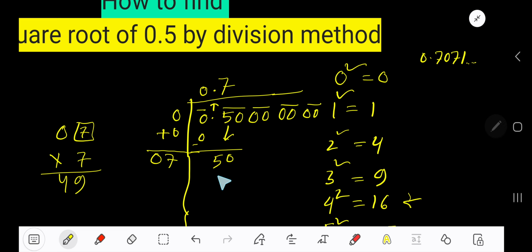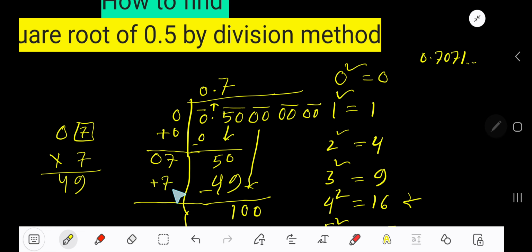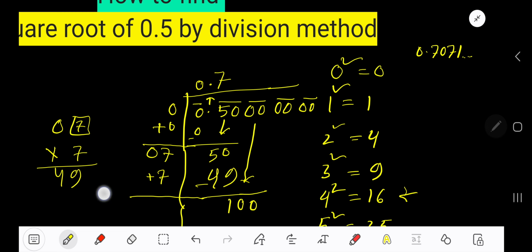7 times 7, that is 49. Subtract, 1. Okay, bring down the next pair, 0 0. Here we have taken 7, so you have to add the similar number. 7 plus 7, 14.